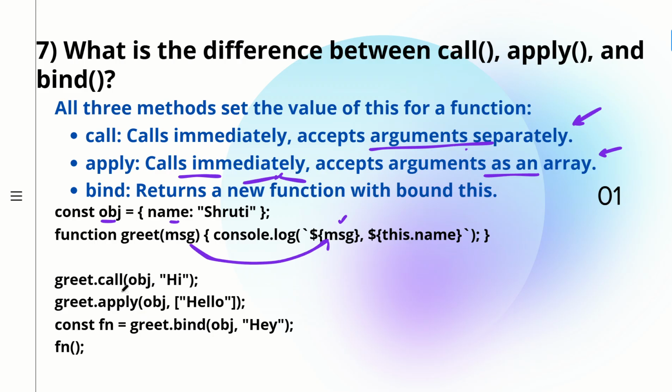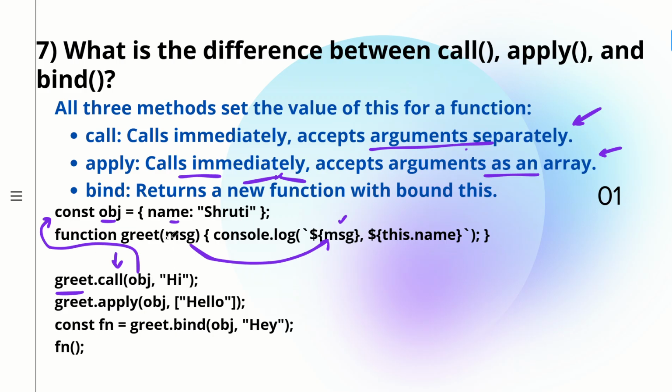So let's see the call first. We have read that call calls the function immediately and accepts the arguments in comma separated values, that is separately. So here you can see we have greet.call. If we want to call this greet function, we have to write greet first, and then we have to write our keyword call. After that we will be writing our context. So first you should not be passing your argument, first you should be passing your context. So context is obj, so that will pass, and after that you will be passing your argument.